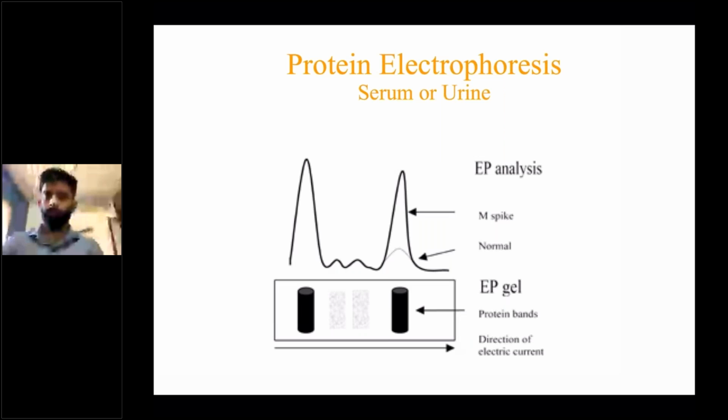This is an electrophoresis of the serum or urine, protein electrophoresis. You can see this is an M spike. Normally the M protein is only at this much level, but you can see this spike. This is called the M spike. In these protein bands, the direction of the electric current is like this. So this is the protein electrophoresis of the serum or the urine.